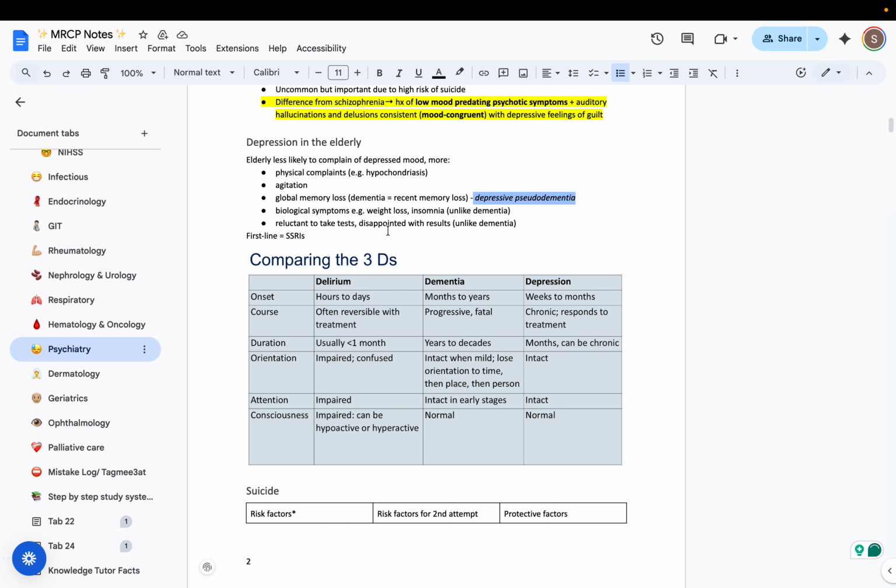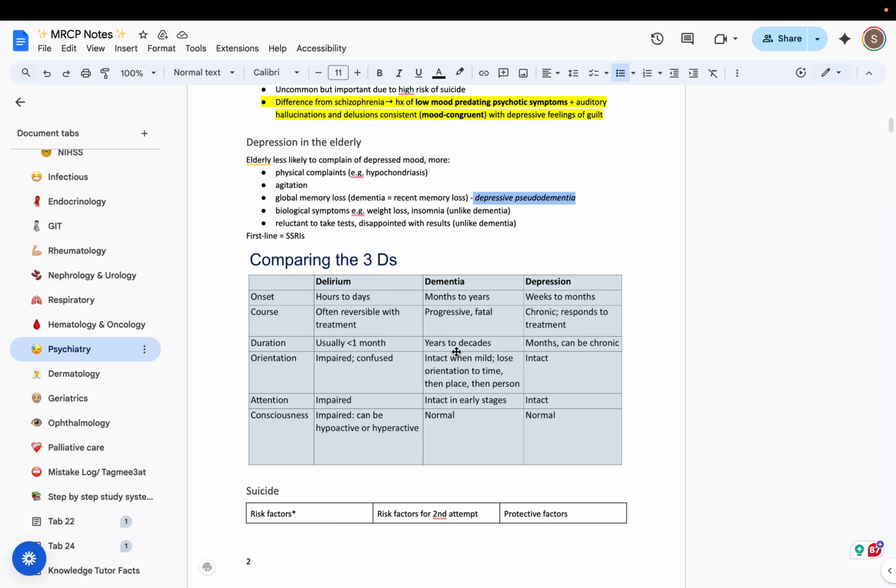Let's compare the 3 Ds: delirium, depression, and dementia. Delirium is hours to days, dementia is months to years, depression is weeks to months. Delirium is reversible with treatment. It usually lasts less than a month. Dementia is progressive and fatal. It lasts years to decades. Depression is chronic, but it responds to treatment.